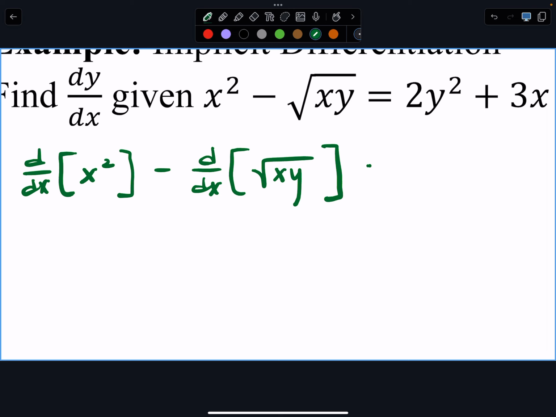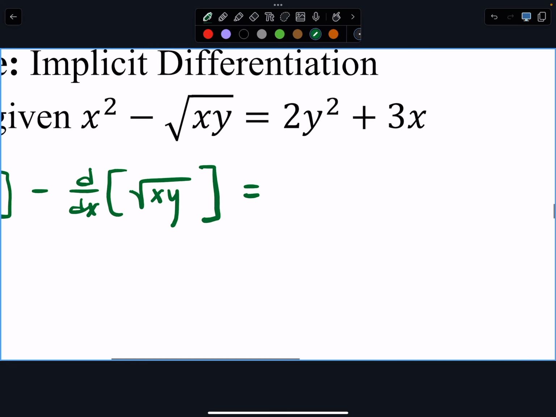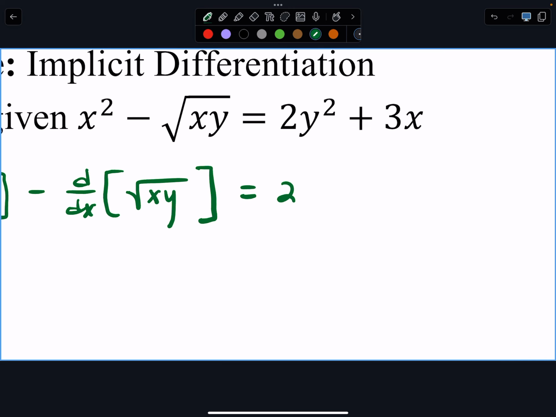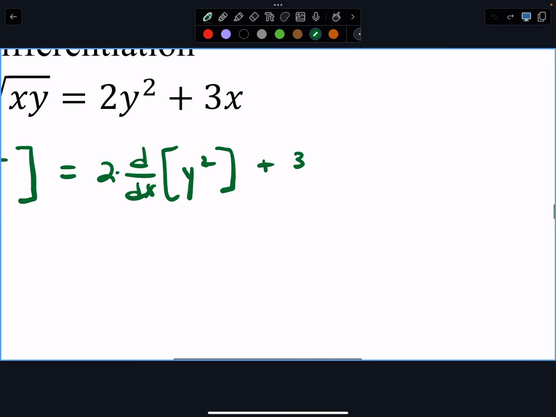You can either pull this 2 out or leave it in. Can we try the rest of it out? Wait, what's dy over dx of x times y together?